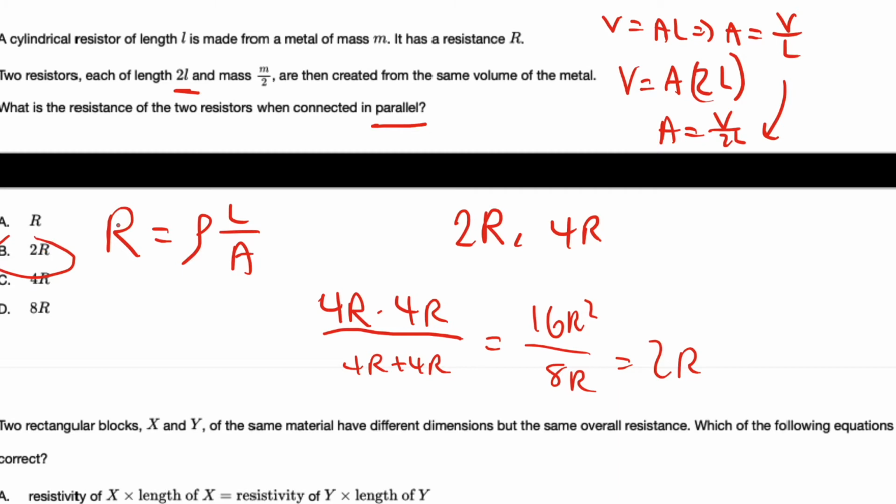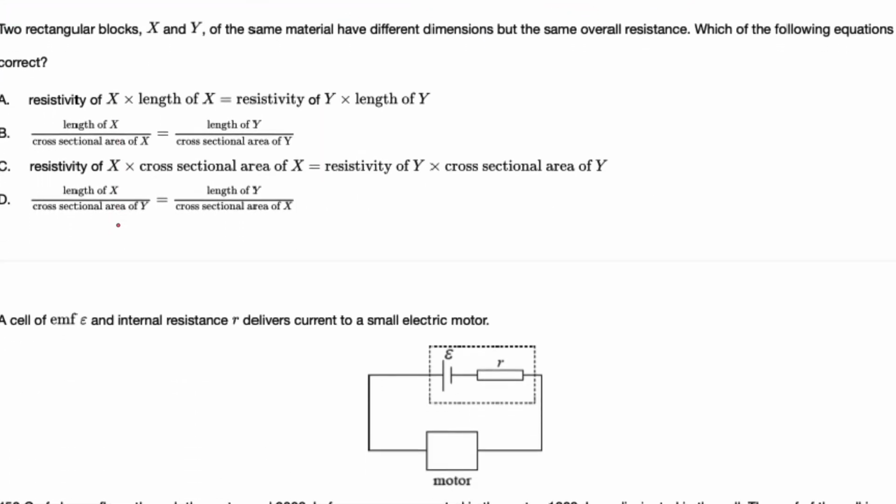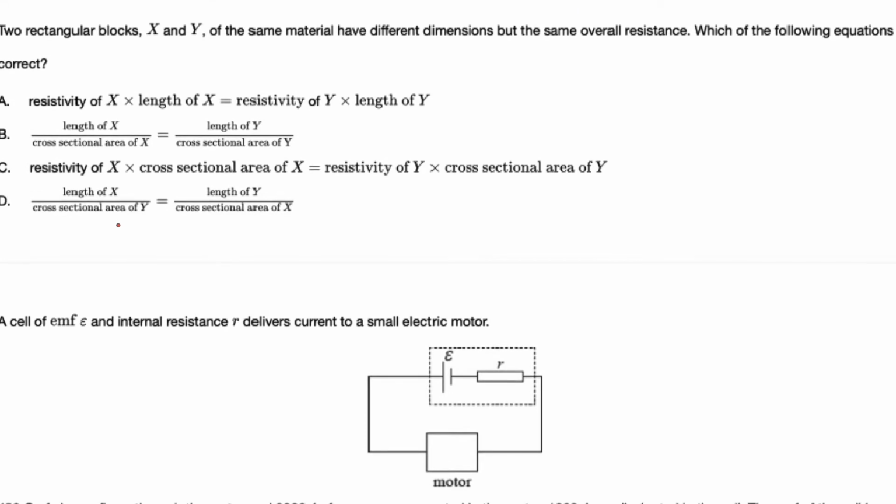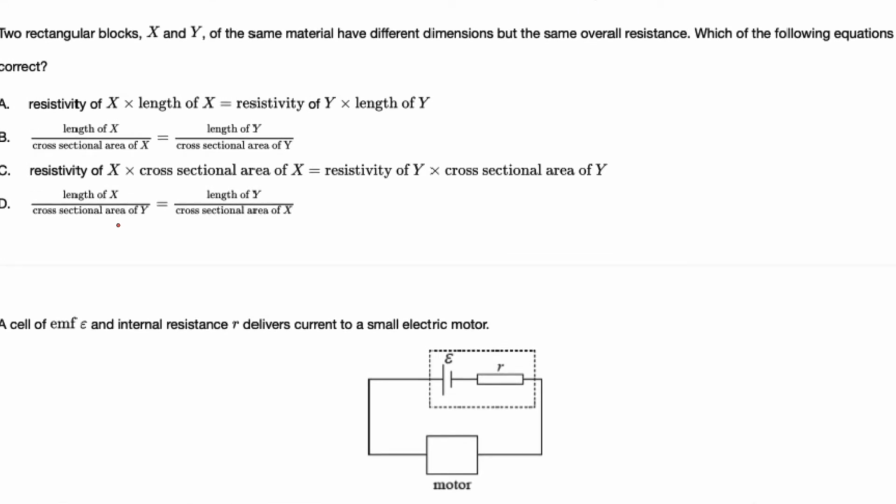Two rectangular blocks X and Y of the same material have different dimensions but the same overall resistance. Which of the following equations is correct? So, resistivity times length of X is equal to resistivity times length of Y.